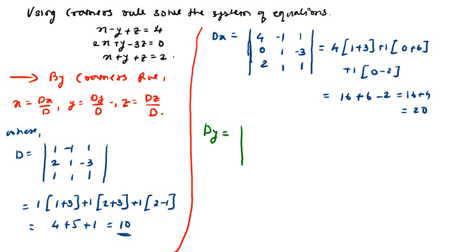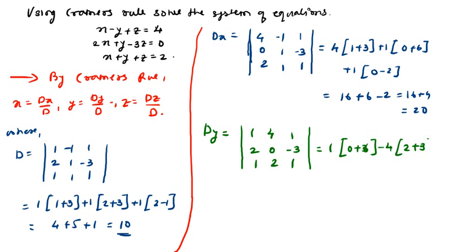Dy will again be the determinant. But in Dy, instead of the coefficients of y, we will write d1, d2, d3. So this will be 4, 0, 2, and the remaining terms, the coefficients of x and the coefficients of z, will be as they are. Solving this determinant, this will be 1 into 0 plus 6, then minus 4 into 2 plus 3, then plus 1 into 4 minus 0.